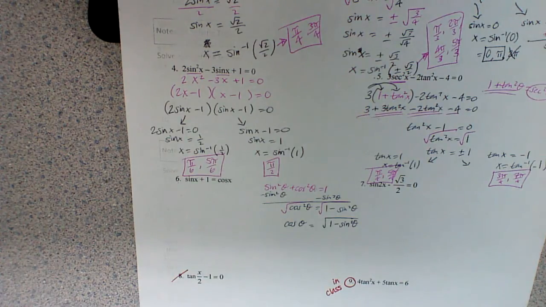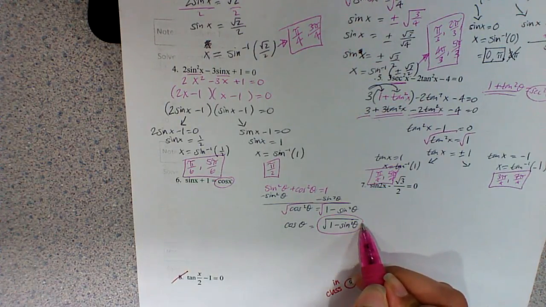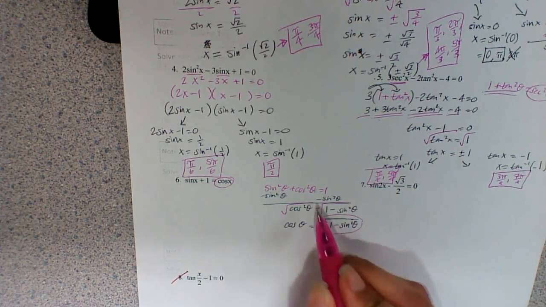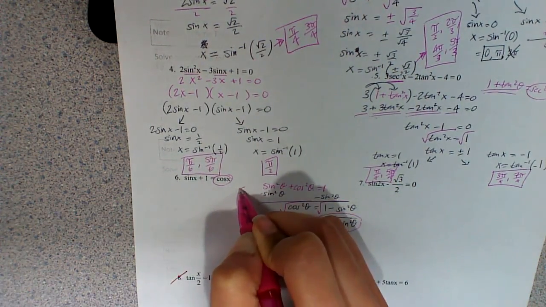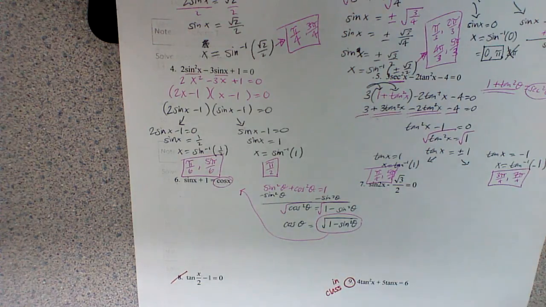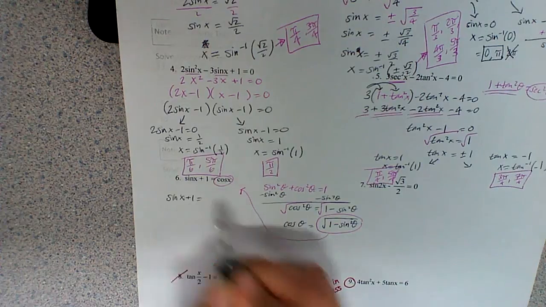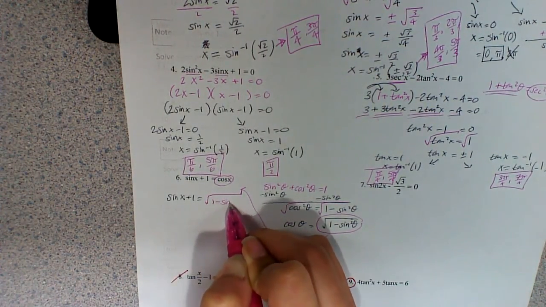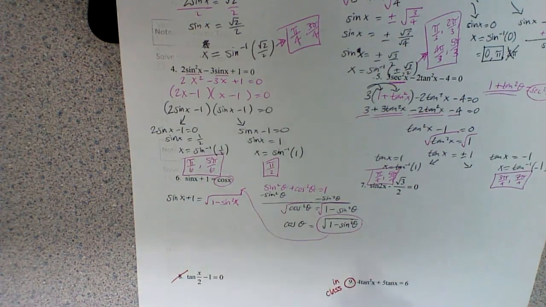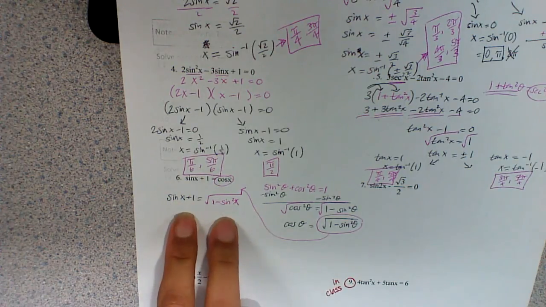So what I'm going to do is replace this cosine with this entire rewritten way of the identity. So I'm going to put this right here. Okay, so let me rewrite that. Here on this side I have sine of x plus 1 equals now the square root of 1 minus sine squared of x. Okay, so now I have the same trig function, which is nice, and so I can just work with that.